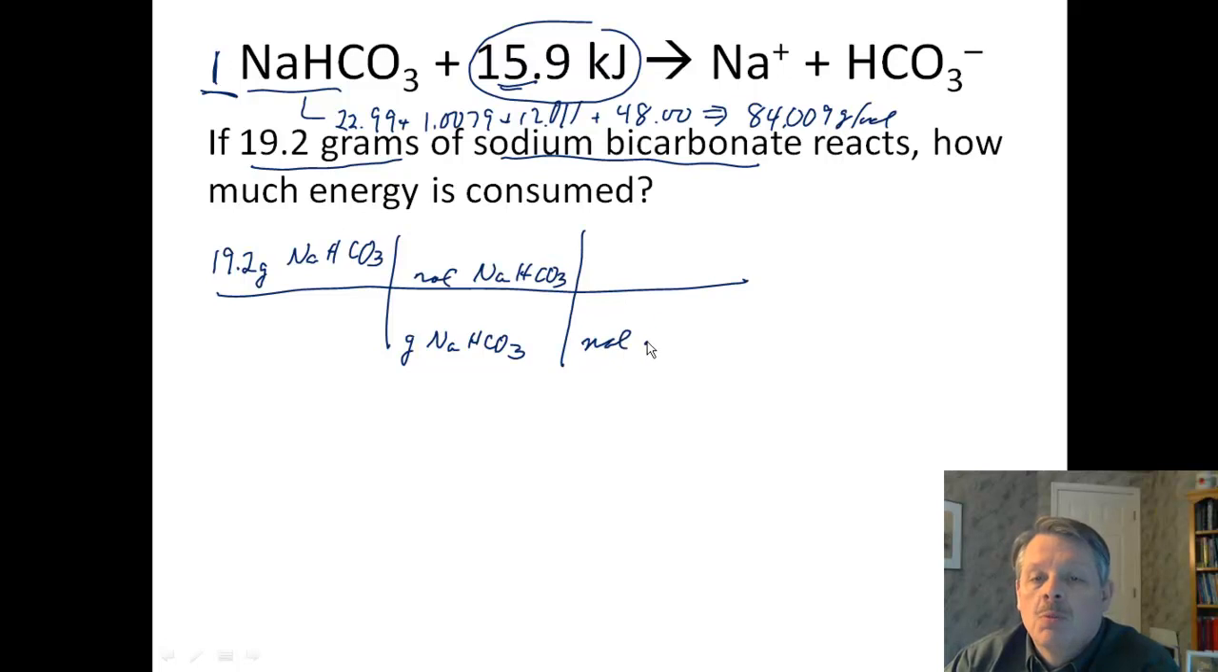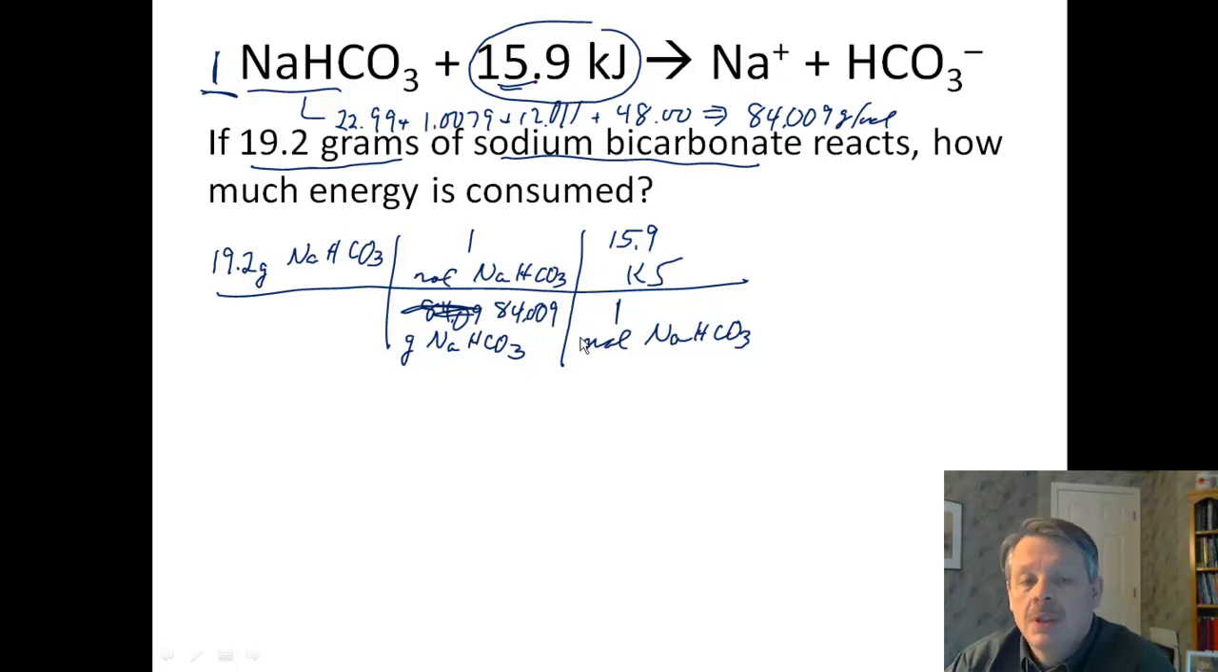So if I go from moles of sodium bicarbonate, NaHCO3, to energy, which is in kilojoules, I have 15.9 kilojoules that are going to be consumed for 1 mole of sodium bicarbonate. And 1 mole of sodium bicarbonate weighs 84.009 grams per mole. So if I divide out and multiply, I get 3.63 kilojoules of energy. Okay, that's pretty simple.